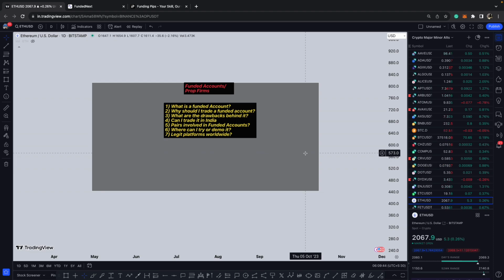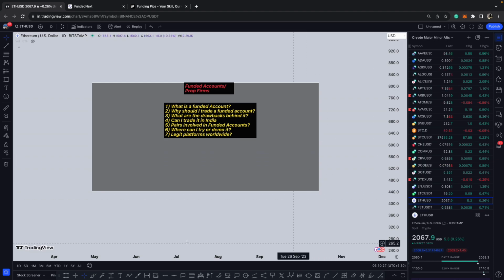My fifth point is what are the pairs involved in funded accounts. These are basically all of the forex pairs. Some prop firms do offer you US equities or US stocks as well. There are commodities, so you see gold, crude oil, and silver. There are crypto pairs. Once you've been through the forex, the commodities, the crypto pairs, and the US indices, they basically cover all of the market pairs. So depending upon what you are comfortable with, you can choose any one amongst those.